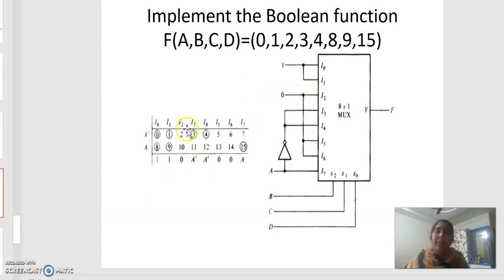Next, in the fourth one, the first row value is circled, so we should consider A dash. Similarly, for the next combination, we should write down A dash. The same thing we connect at I3 and I4. In the next one, both are not circled, so the input is 0. In the next one, both are not circled, so the input is 0. And in the last combination, the second row is circled, so we should consider A value. In this way, we can implement Boolean functions by using multiplexers.